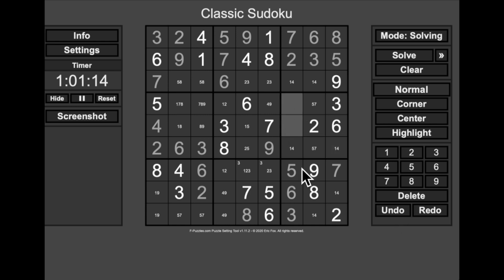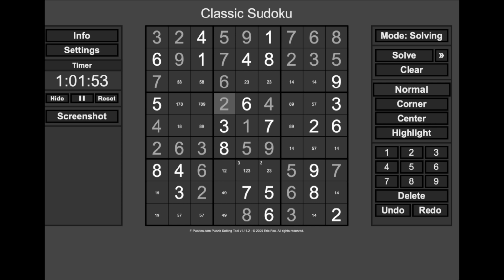Let's see. These cells, I think, are 8 and 9. Right? That has to be the case if these are 1 and 4. Now, if these are 1 and 4, and 2's already there, that's 5. That's 1. This 9 makes that 4. That's 2.